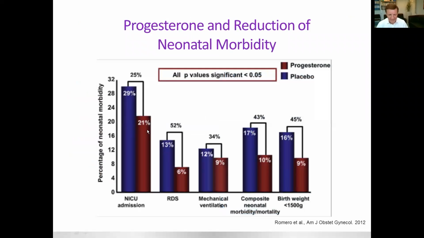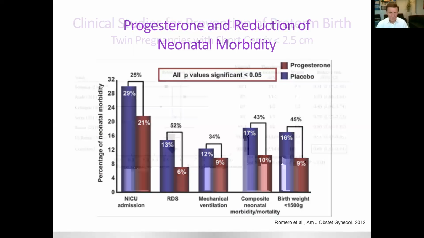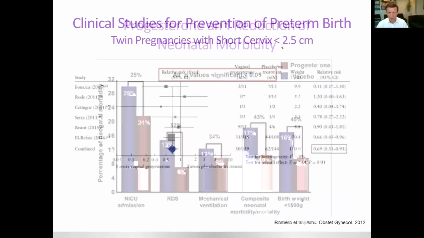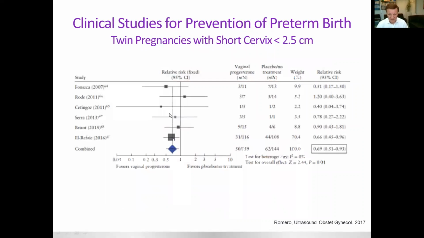neonates. There is a decrease in neonatal intensive care unit admission, a sharp decrease in respiratory distress syndrome, therefore a decrease in mechanical ventilation, and overall a decrease not only in morbidity but also in mortality using progestogens during pregnancies in these specific risk groups. And finally, twin pregnancies with a short cervix below 2.5 centimeters have been demonstrated to have favorable results when supplied with progestogen during pregnancy.